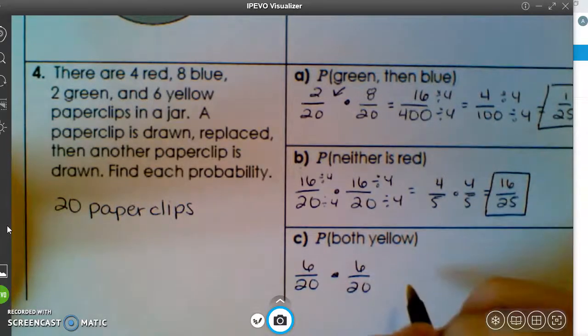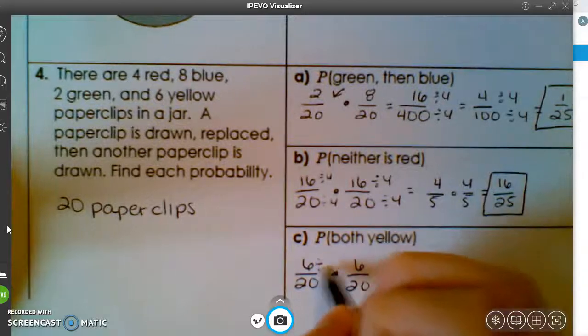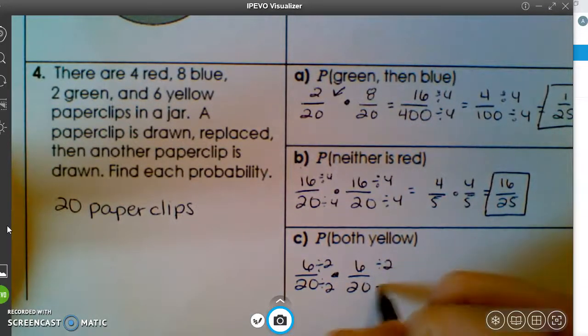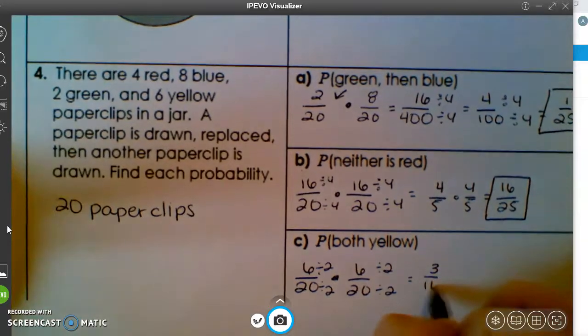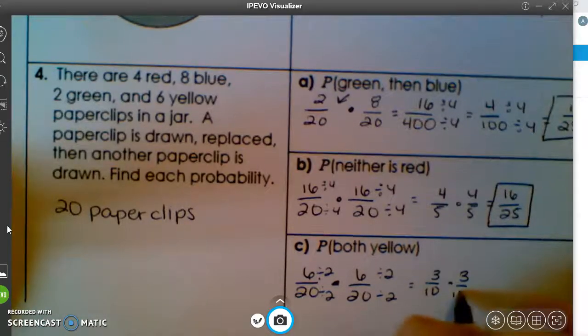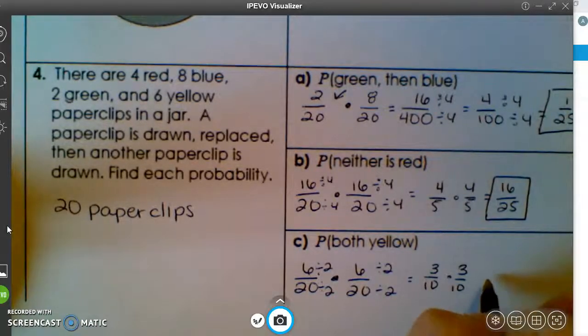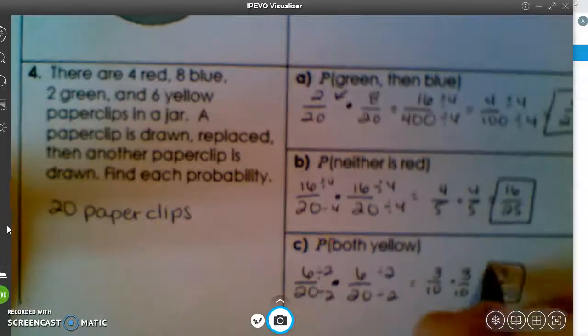Again, I would simplify these beforehand. So both of these can be divided by 2. And that would give me a 3 out of 10 times 3 out of 10. Well, Amy, move over. 3 times 3 is 9. 10 times 10 is 100. So a 9 out of 100.